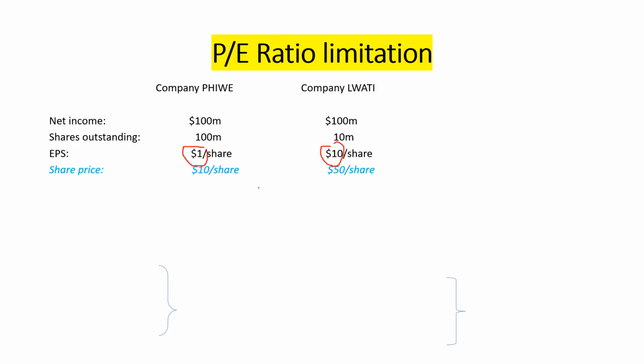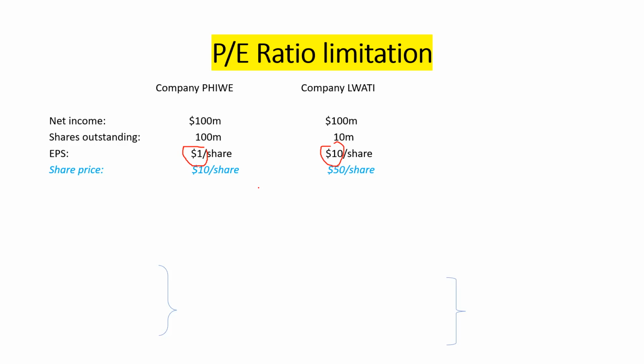Now, let's look at another scenario. Let's assume that the share price of company Piwe is $10 per share, whereas for company Lwati, the share price is $50 per share. Now, looking at these two, which is cheaper? Is it company Piwe or company Lwati? You got it right. Company Lwati is cheaper than the share of company Piwe.